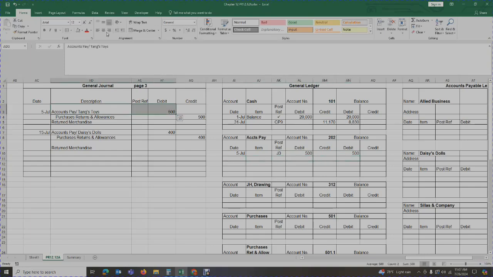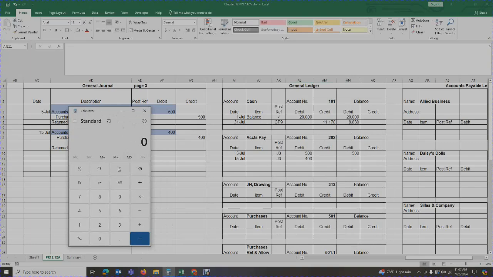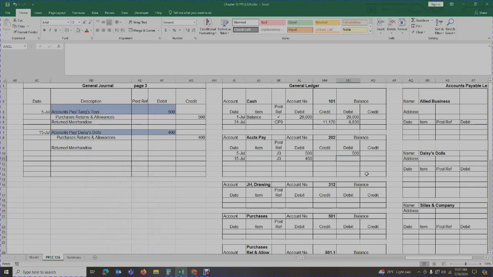Now, I'm picking up this entry right here. Now we have another entry to my accounts payable for $400 on July the 15th. This is also on Journal 3, and I've got a debit of $400. So now what are we going to do? We're going to add the two together. I've got a debit of $500 plus a debit of $400. My ending balance will be $900 debit. So we've posted both of those transactions. Now we're going to go to our purchases journal.